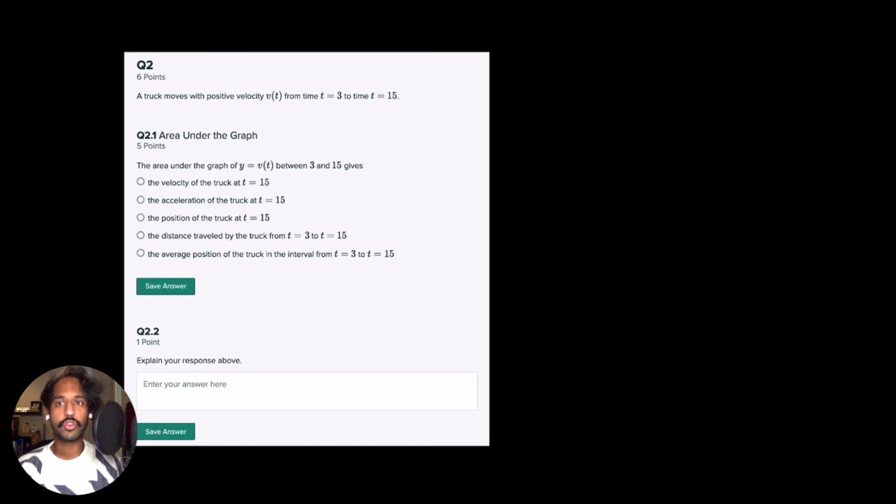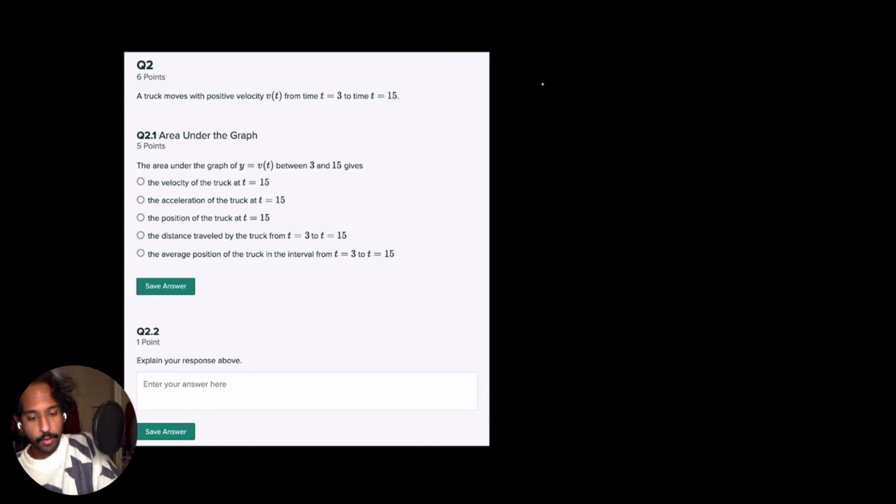Alright, we're told that a truck moves with positive velocity v of t from time t equals 3 to time t equals 15. And two questions. First one is, what does the area under the graph give us? And then we want to explain our reasoning. So let's think about this.